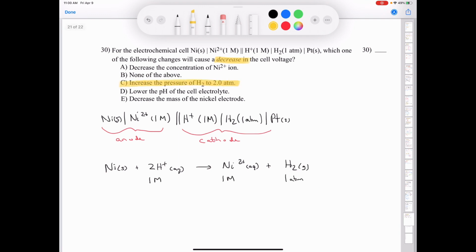If we were to lower the pH, that would mean that we were increasing the concentration of H+, and so that would push the reaction towards the products, make it more spontaneous, and increase the E cell. And then if we were to decrease the mass of the nickel electrode, that doesn't affect the equilibrium because nickel is a solid.